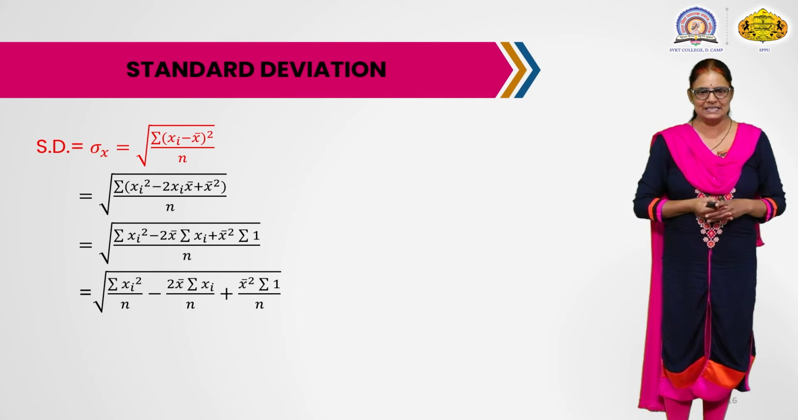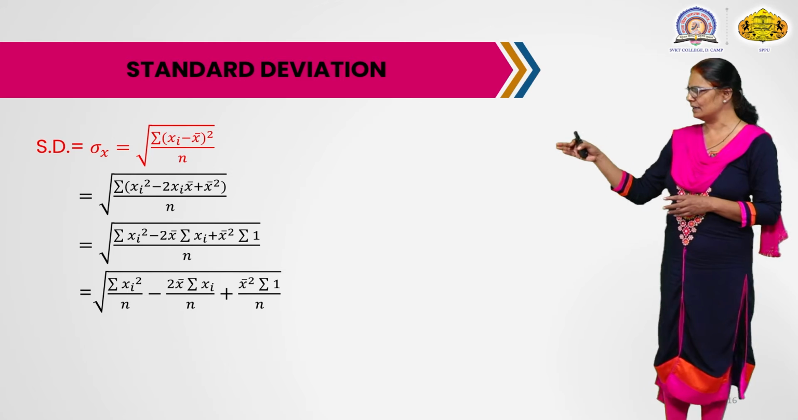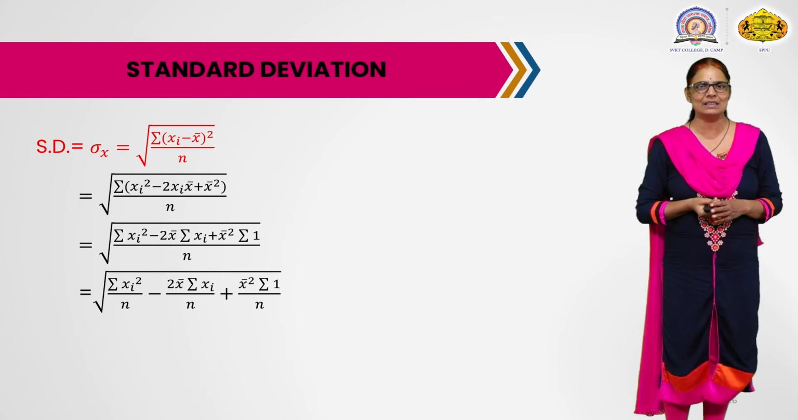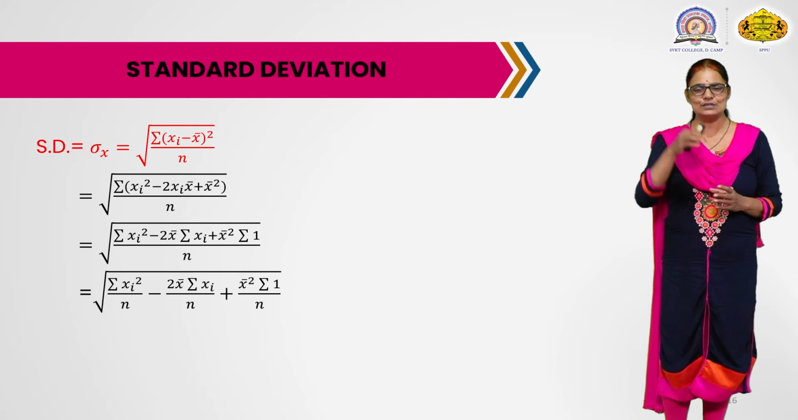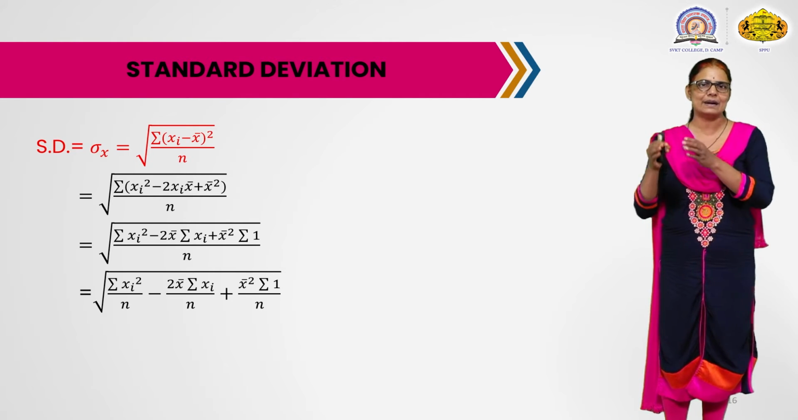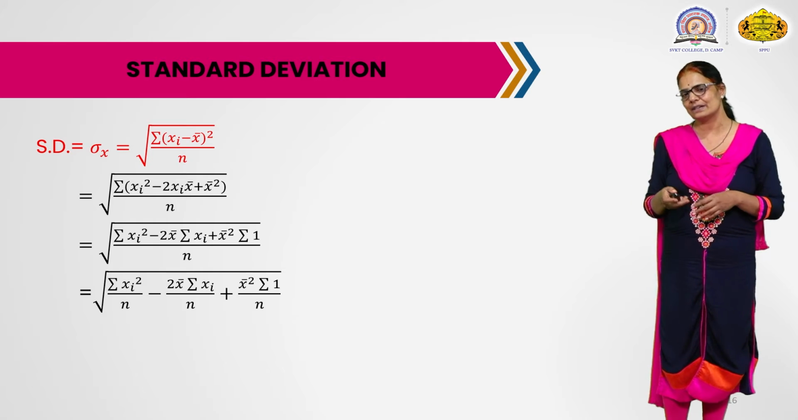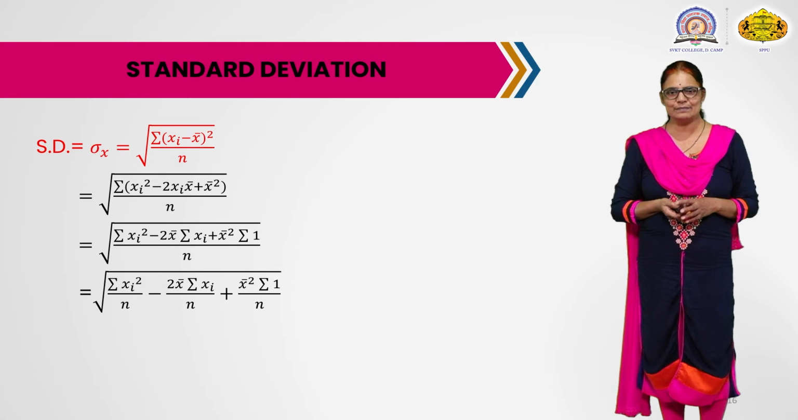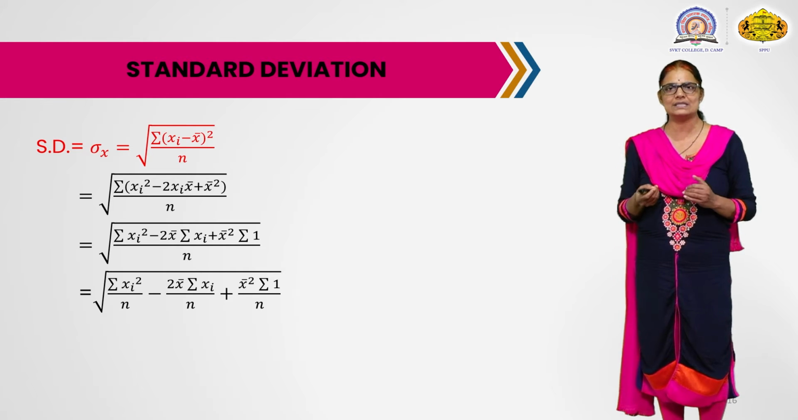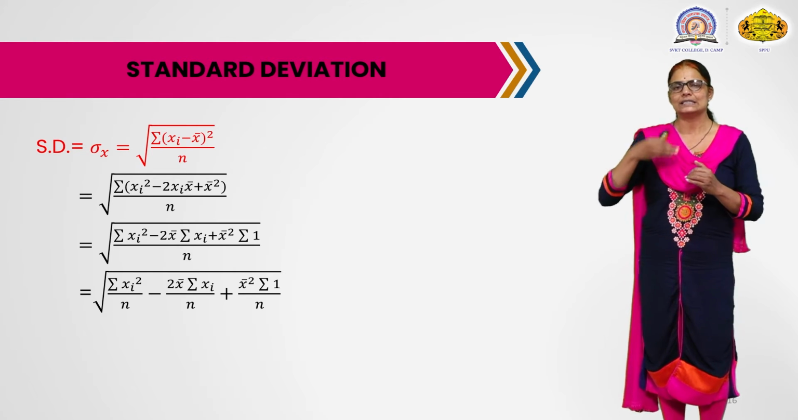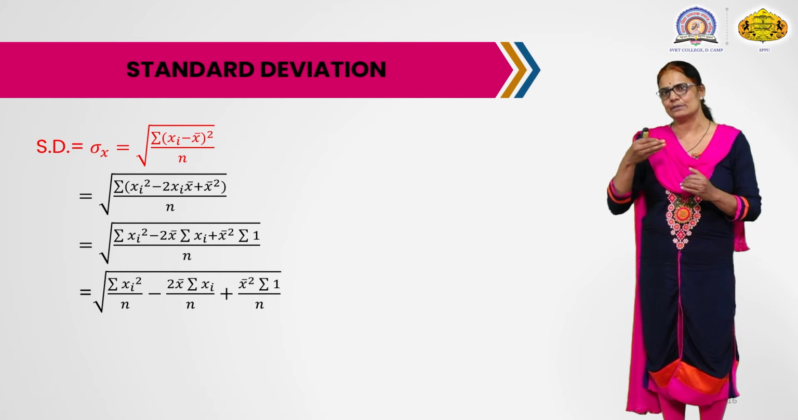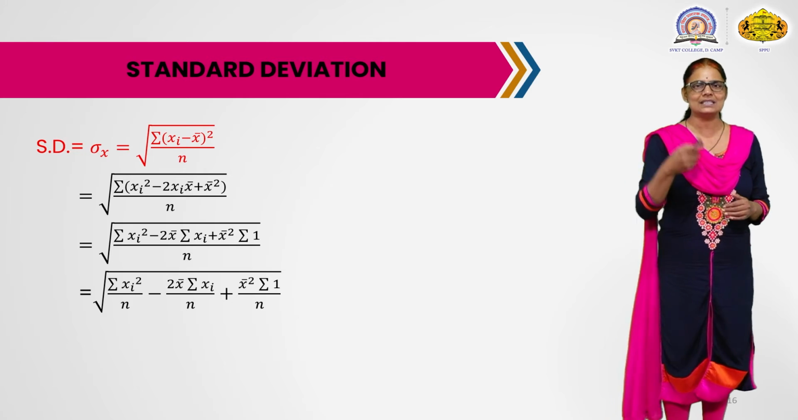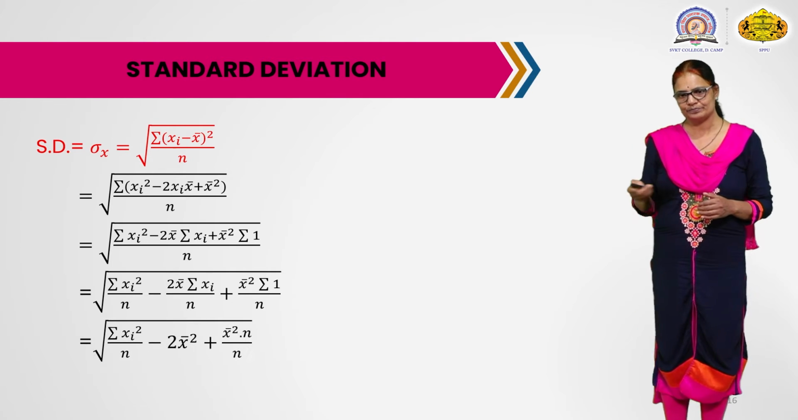So I keep the first term as it is. Observe the second term here. In the second term, twice x bar is fixed. Summation of xi upon n is nothing but the mean, denoted by x bar. So the second term becomes 2 times x bar into x bar, that is 2 times x bar square. And the last term is x bar square by n as it is, but with summation of 1. How many times? i is running from 1 to n. That is, we have to add 1 n times. So the output is n, and that n gets cancelled. So the third or last term is only x bar square here.